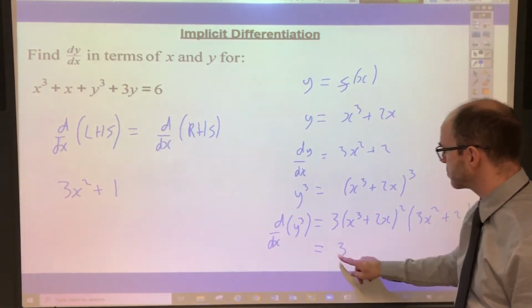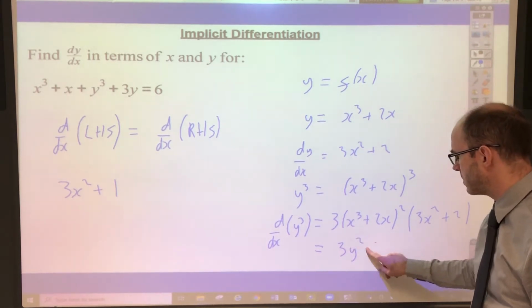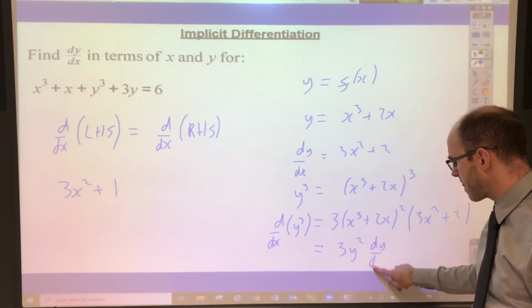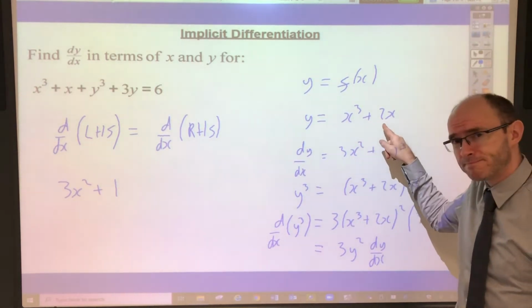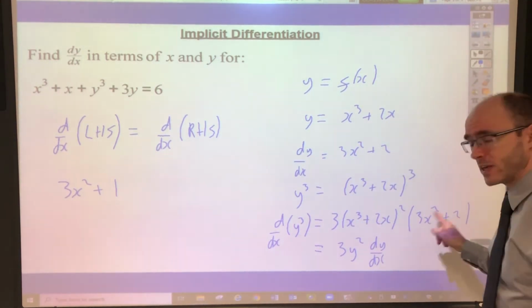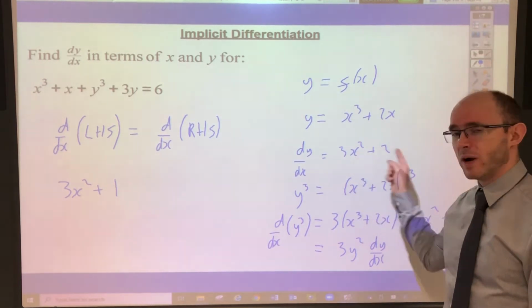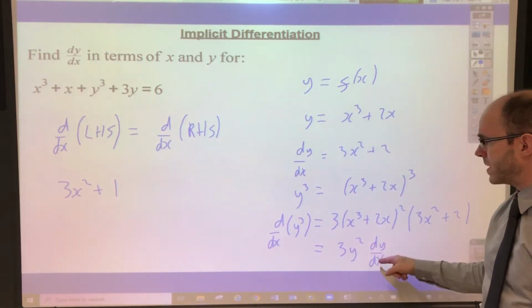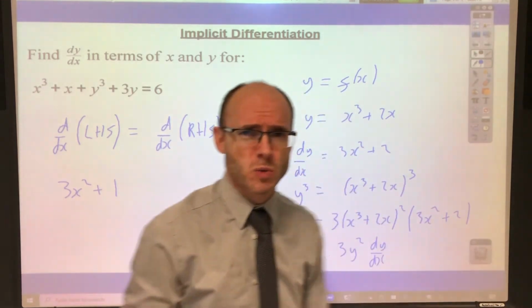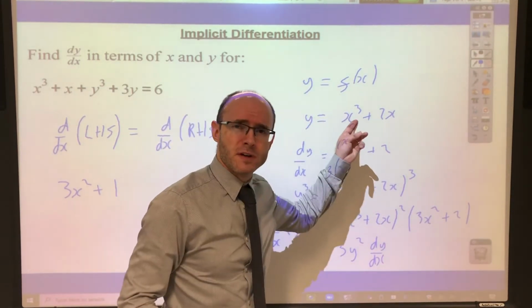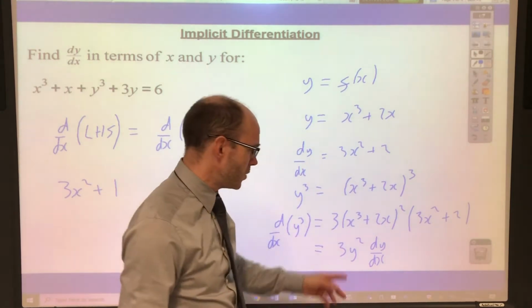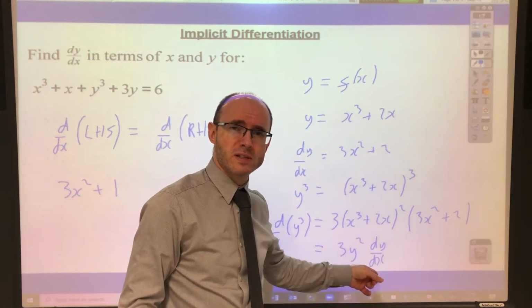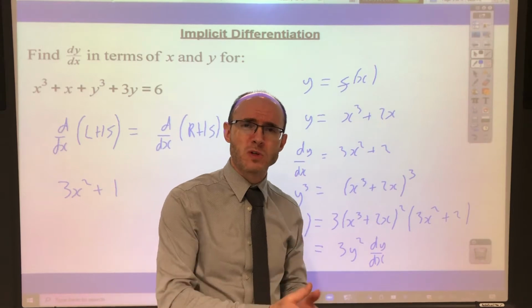But notice how you can also write it like this. You can write it as 3y squared dy dx, because x cubed plus 2x is the same as y, and 3x squared plus 2 is the same as dy dx. So that is 3y squared dy dx. Now ask yourself this question. If I chose y to be a different function of x, would you still get the same answer? As in, would you still get 3y squared dy dx? Well, yes, you would. If you don't believe me, pause the video and try it.